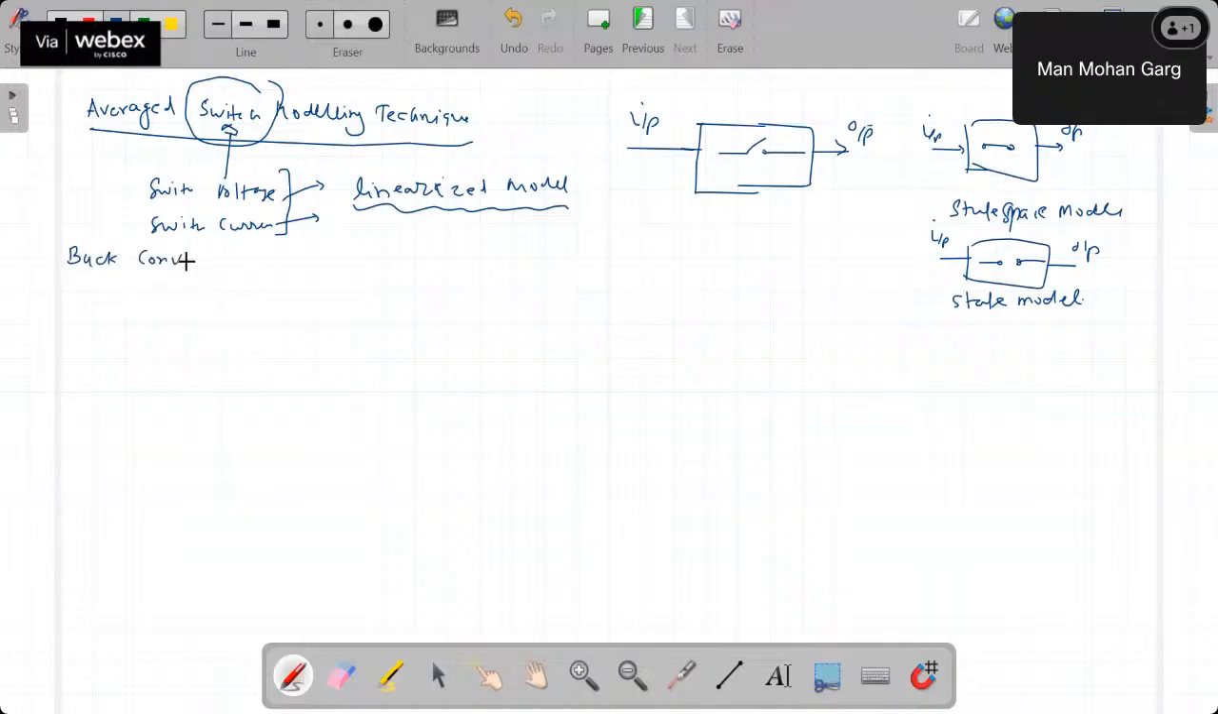So let's say, again we are considering an ideal buck converter for simplicity. Let's say this is IC, this is the I node, this is IL, this is the switch. So we are denoting the switch voltage and switch current. This is the diode current, and we are denoting this to be, let's say, the diode voltage.